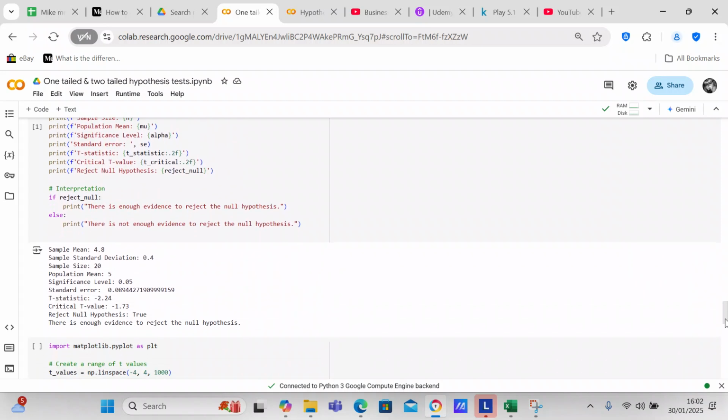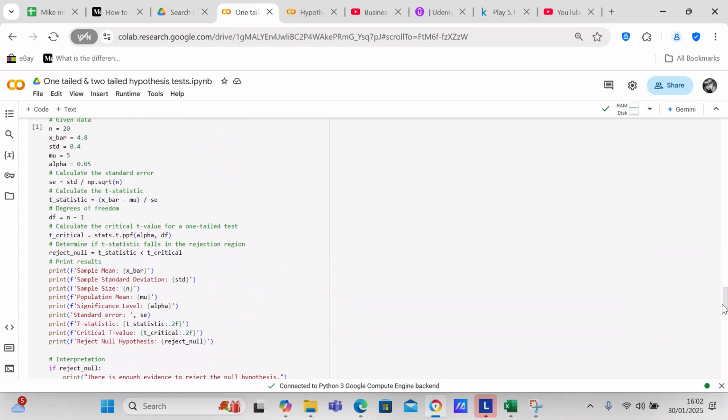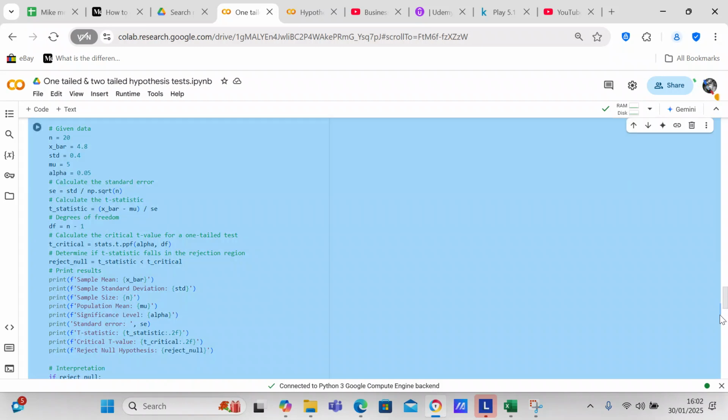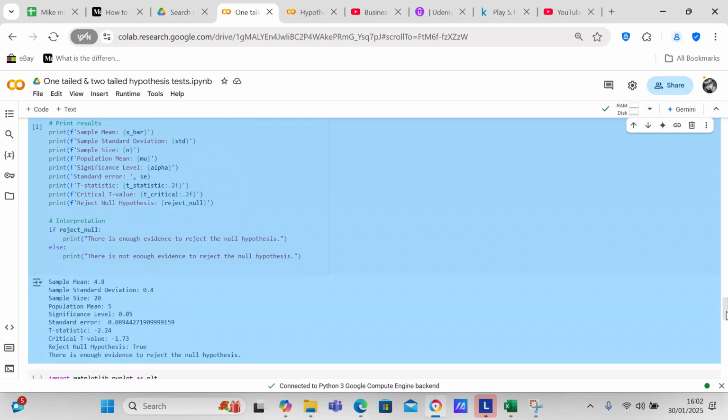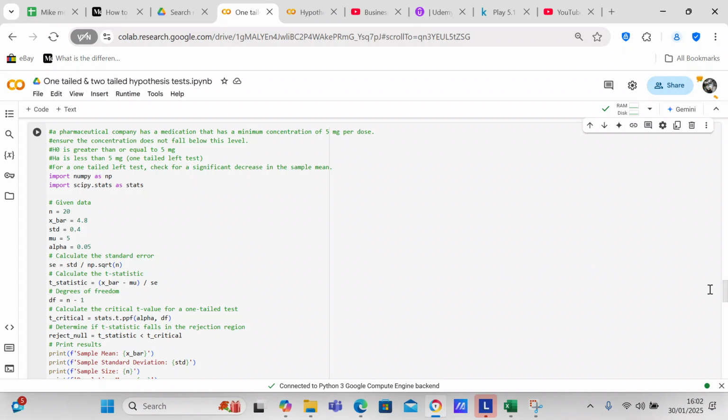So your standard error is 0.089. Then we calculate the t-statistic. So the t-statistic equals (x bar minus mu) over SE, the standard error. So we look at our t-statistic, and our t-statistic is negative 2.24.